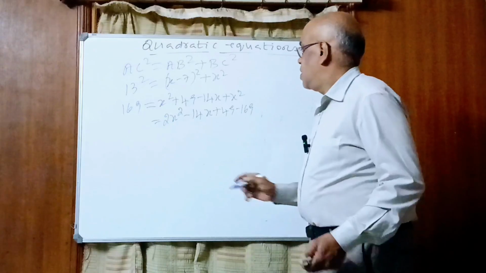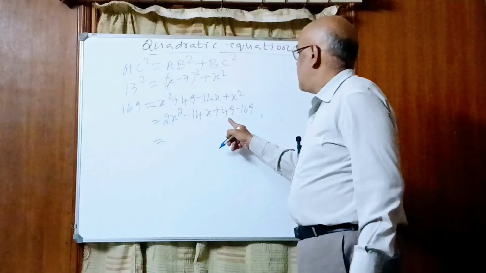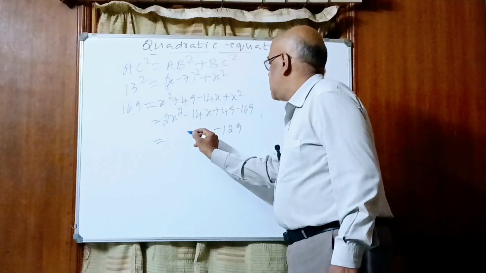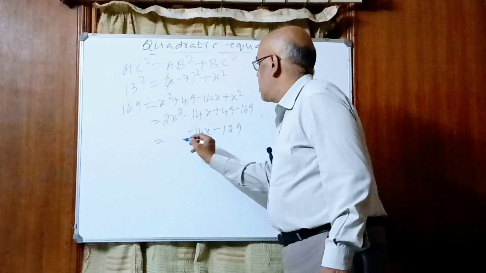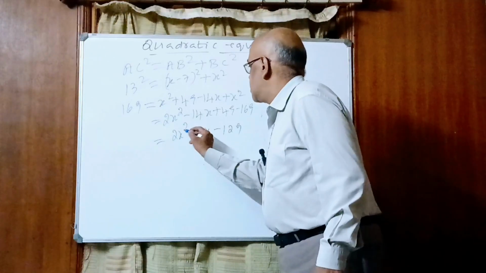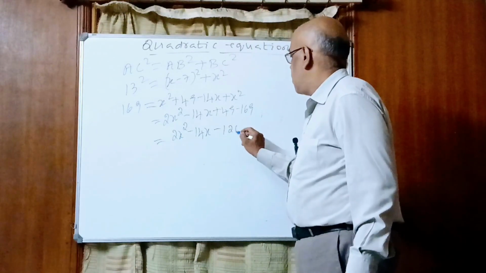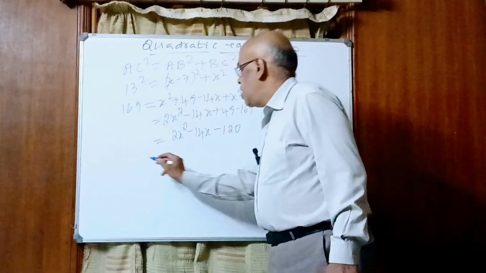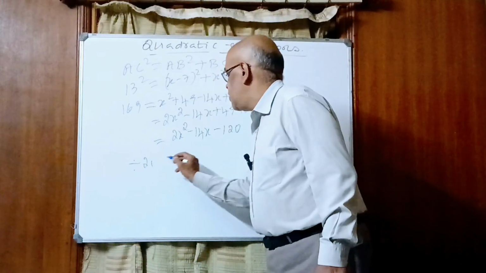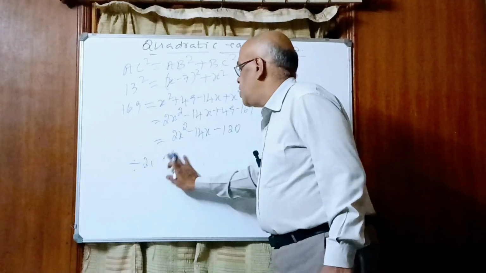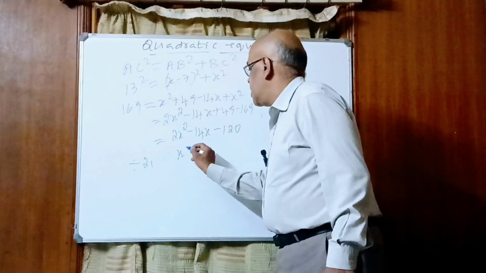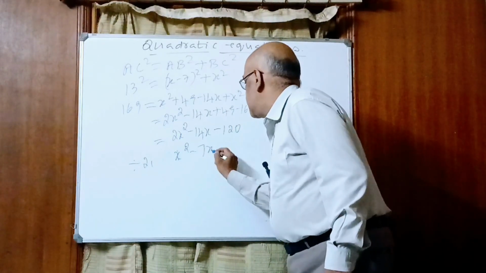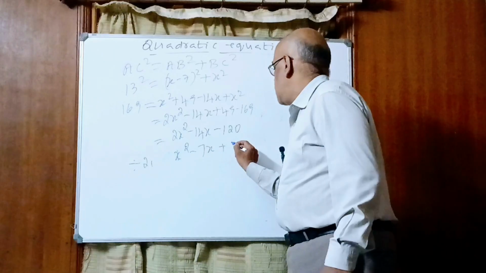Now, what will happen? 49 minus 169 is minus 120, minus 14x, and 2x square. How much is this? 120. 169 minus 49. Then all are multiples of 2, children. Divide by 2. What do we get? Dividing by 2 we get x square minus 7x plus 60.